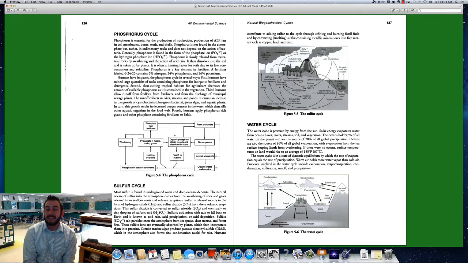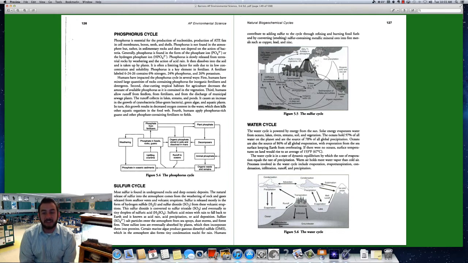The oceans hold 97% of the water on the planet and 78% of all global precipitation. And oceans are also a source of 86% of the global evaporation, with evaporation from the sea surface keeping the Earth from overheating, which is a good thing. If there were no oceans, the temperatures could rise to 153 degrees Fahrenheit, which is crazy hot, way too hot for us. And so we're thankful the oceans are here.